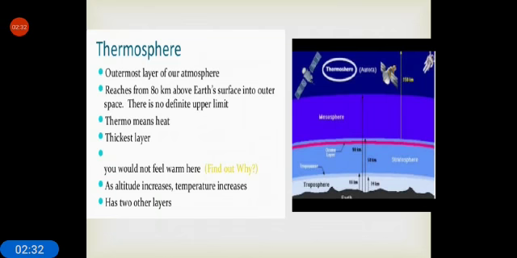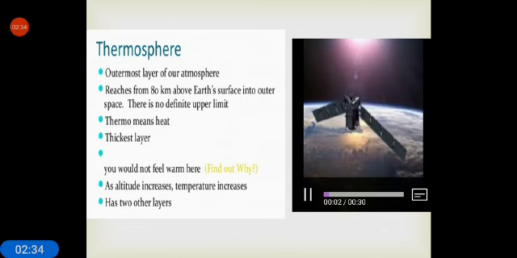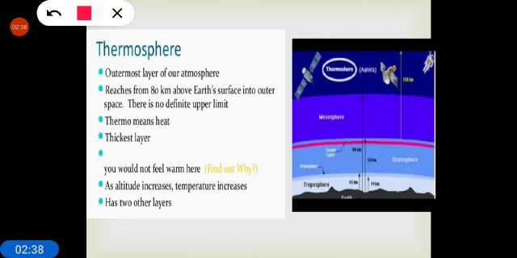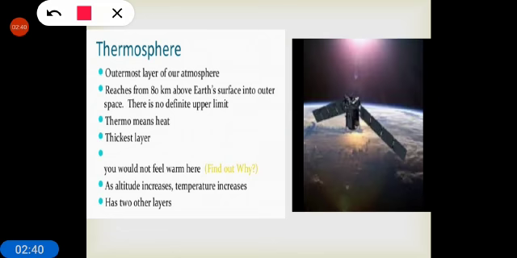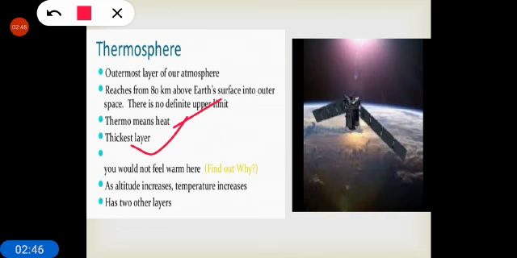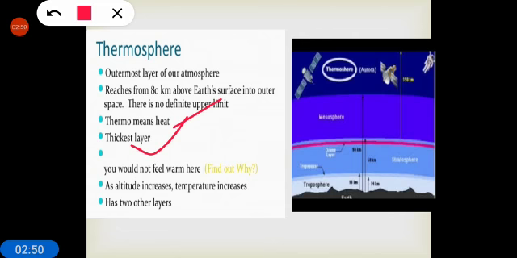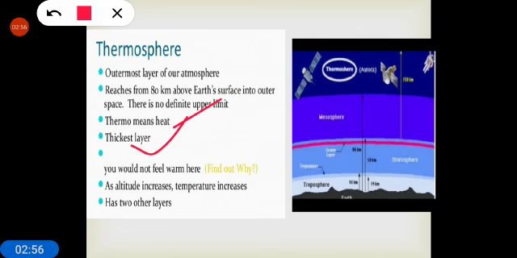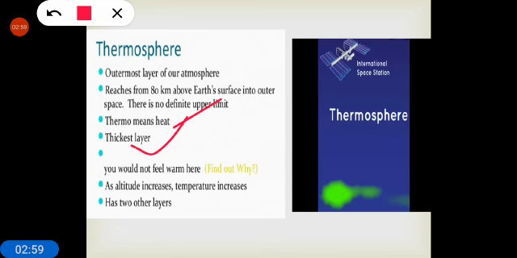Now, Thermosphere, the outermost layer of our atmosphere, reaches from 80 km above Earth's surface into outer space. There is no definite upper limit. Thermo means heat. Thickest layer. Why would you not feel warm here? This is because sunlight strikes the thermosphere first. Nitrogen and oxygen molecules convert this energy into heat. Despite the high temperature, you would not feel warm in the thermosphere.